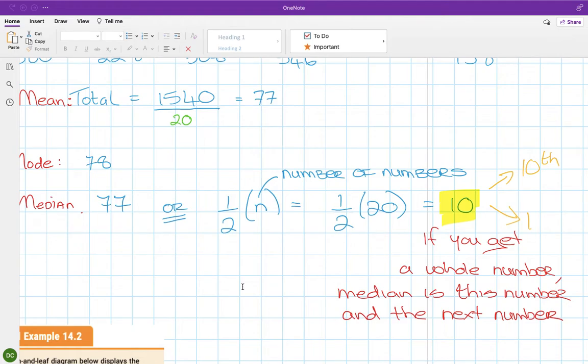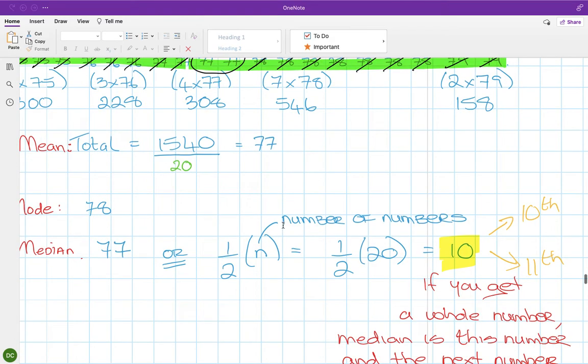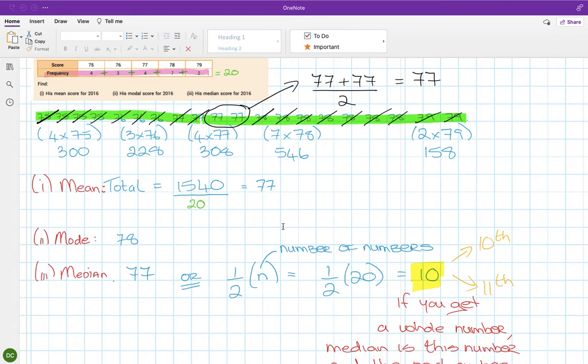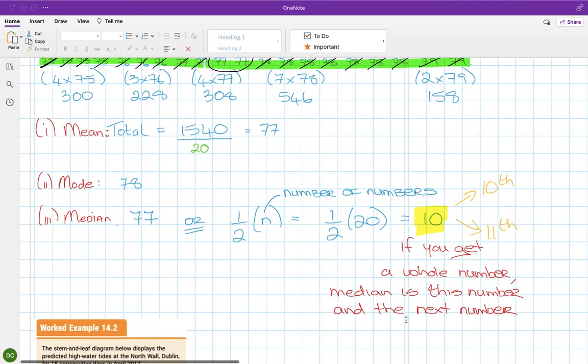Okay, so if I go back up to my data, the median should be the 10th and the 11th number. So if I just start popping numbers on these, this is the 1st, the 2nd, the 3rd, the 4th, the 5th, the 6th, the 7th, the 8th, the 9th, the 10th, and the 11th. So we would take the 10th number and the 11th number, which is 77 and 77, and we would add them up and divide by 2. It's just an alternate method. Sometimes the cross-out method isn't appropriate because you've got like 100 pieces of data, so you're never going to write them all out. So for that reason, it's handy to have this one.